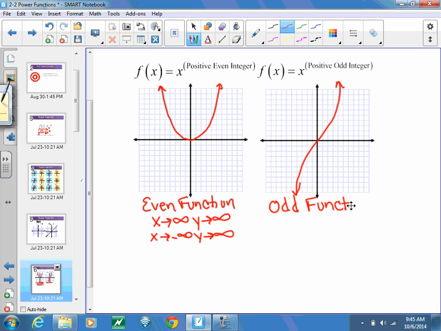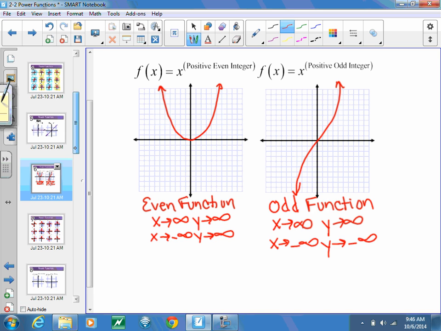And both of these being even and odd, this is before any transformations take place of moving it left, right, up, or down. But it's an odd function, meaning it has rotation symmetry. And if I look at the end behavior, as x approaches infinity, y is also going to approach positive infinity. And as x approaches negative infinity, y is also going to go towards negative infinity. So there's the pattern that is going on when you have even and odd integers for the exponent.